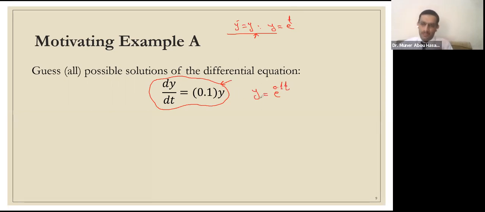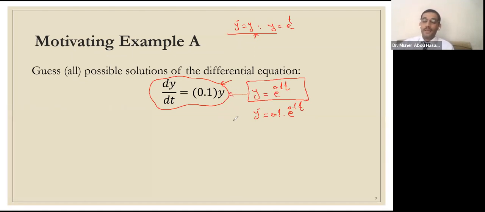Let me check if this one is right or wrong. Let me find the first derivative, y prime equal. I need to find the derivative of the exponential function, and the rule says find the derivative of the power and multiply it by the same function. The derivative of the power is 0.1, and I multiply it by the same function, which is e to the 0.1 t. So this function is the solution for this differential equation.